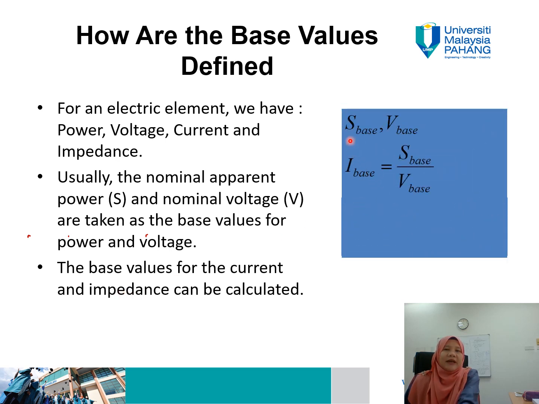So, using the base power and base voltage, the base current can be computed as the base power divided by the base voltage. And the base impedance is equal to the base voltage divided by the base current, which is also equal to V base squared divided by S base.